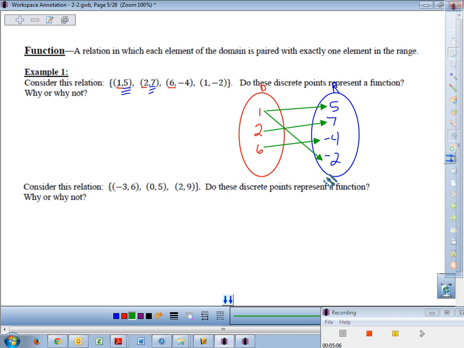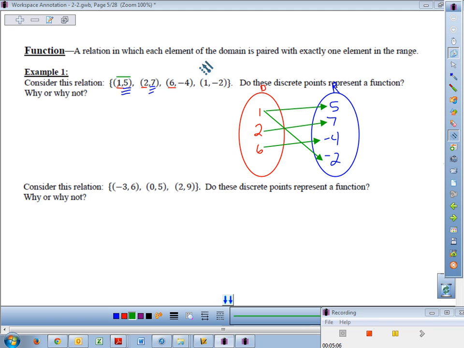Are you cool with just the mapping? And I will ask you to do this on your homework. Anytime they give you a relation and they're asking you all these questions, make a mapping of it, okay? Just a little freehand, doesn't have to be the prettiest thing, not the biggest thing in the world either. But from the mapping, you can tell immediately if this is a function or not a function.